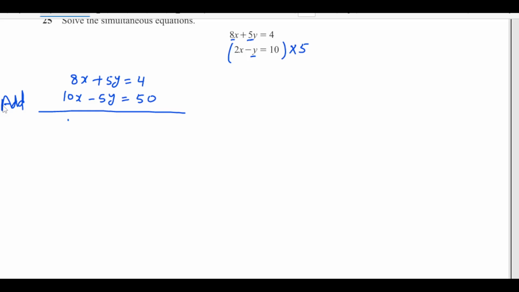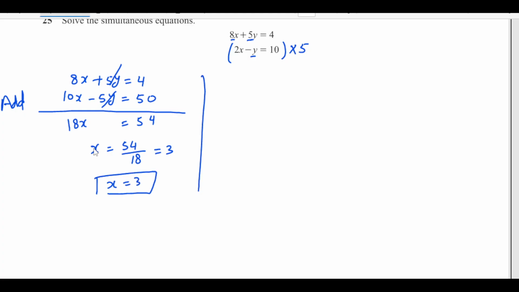So 8 plus 10 is 18x. 5y minus 5y is 0. 4 plus 50 is 54, right. So now x is 54 divided by 18, which is 3. So the value of x we got is 3. Now we can substitute this value in any of the equations. So I am taking equation 1.